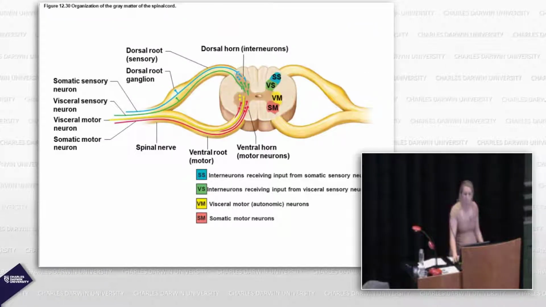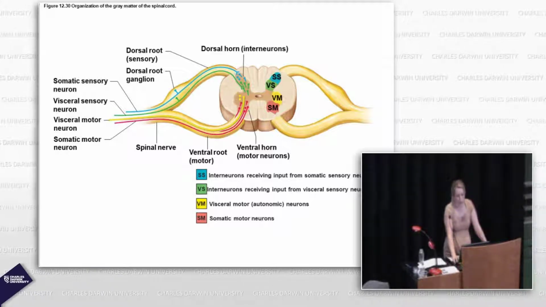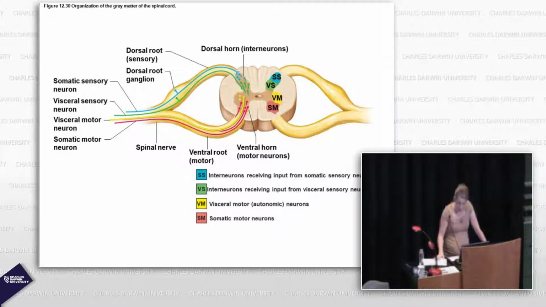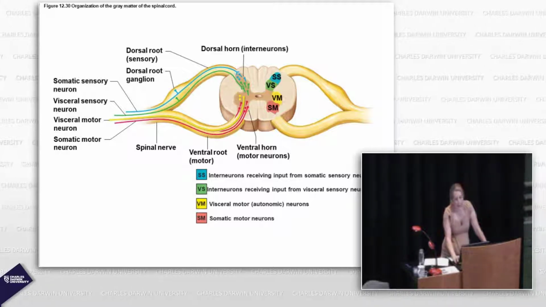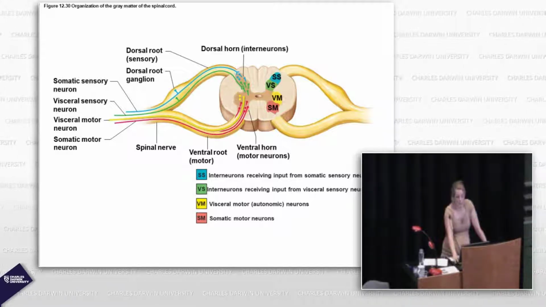Okay, so we can see again, as I was saying before, we've got the motor neurons at the front, sensory neurons at the back. You can see that nice H shape of the grey matter clearly in these diagrams. And we've got everything symmetrical on either side of these two, the fissure and the sulcus.